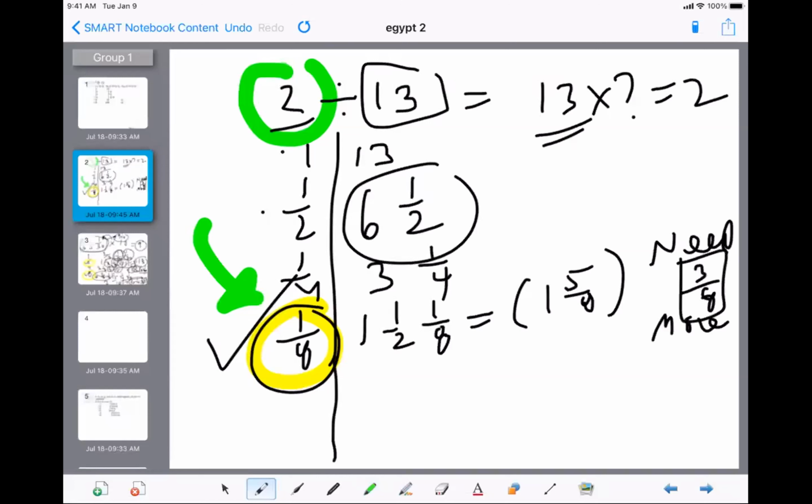We can take the 3/8 and write it as a sum of powers of 2. So 1 plus 2 over 8, which is 1/8 plus 2/8, which I could then write as 1/8 plus 1/4. So that's their way of saying 3/8. 1/8 plus 1/4.